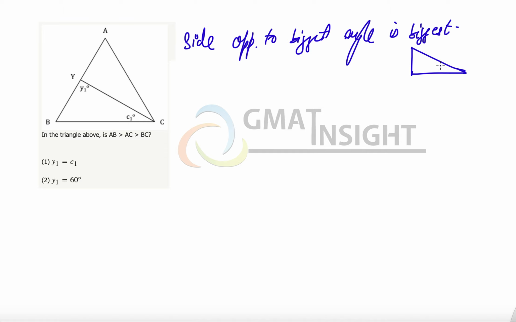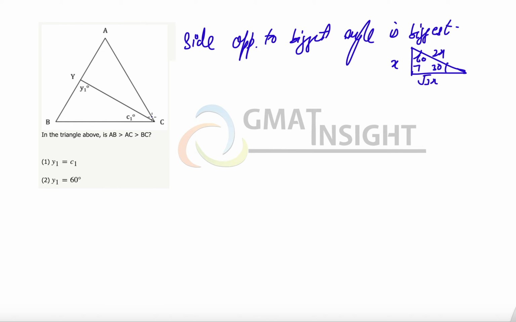For example, if you take a very regularly used triangle, that is the 30-60-90 triangle, then you see the side opposite to 30 is x, the side opposite to 60 is root 3x, and the side opposite to 90 is 2x. So the side opposite to the biggest angle, 90, is biggest, and the side opposite to the smallest angle is the smallest. Now here we have to compare these three sides, AB, AC, BC.